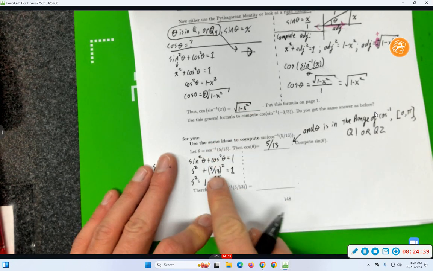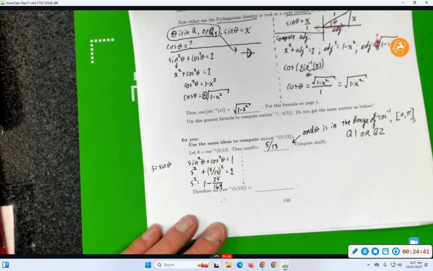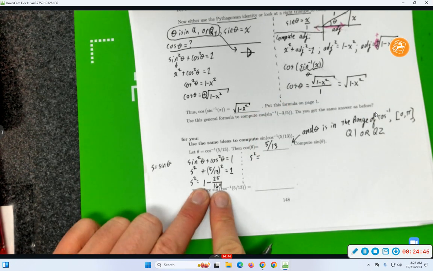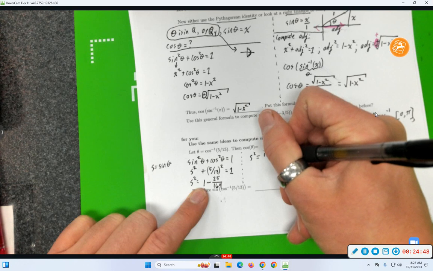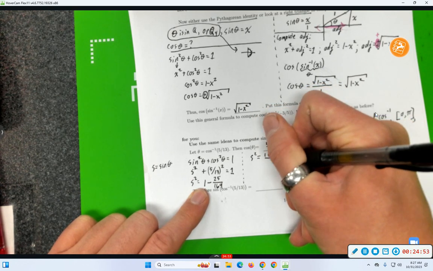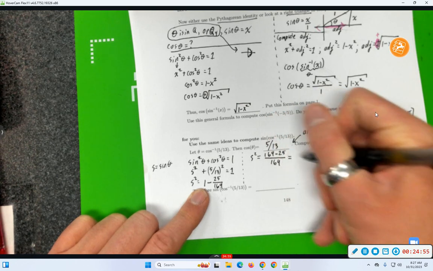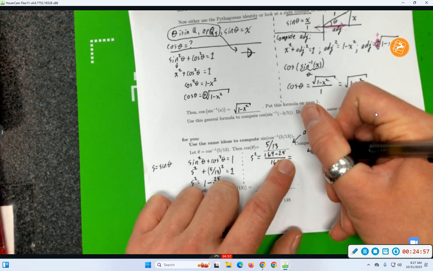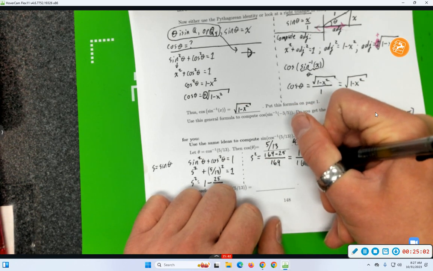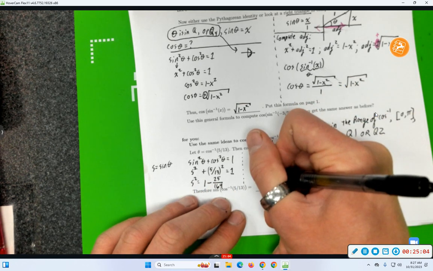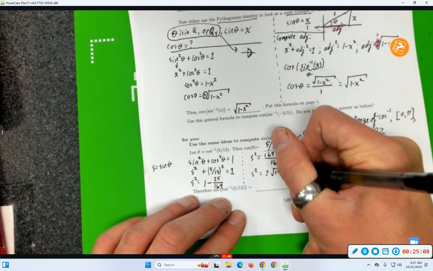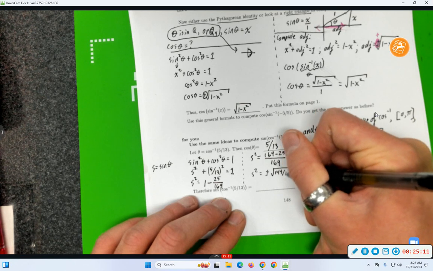So I've subtracted this to the other side, and I've evaluated it. So let's carry on. S squared is then equal to, well, I need to get a common denominator. 169 minus 25 over 169. 9 minus 5 is 4, 6 minus 2 is 4, 144 over 169. So it sure looks like s squared is plus or minus the square root of 144 over 169.